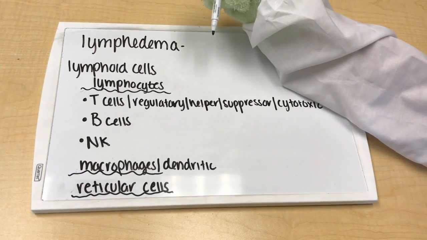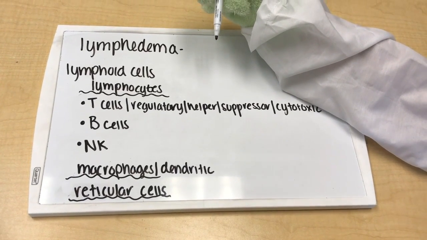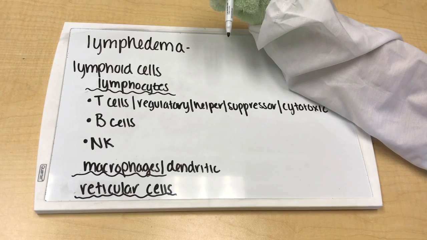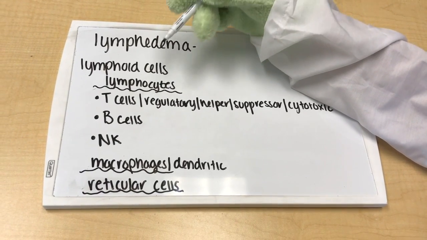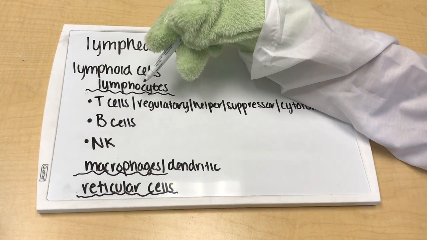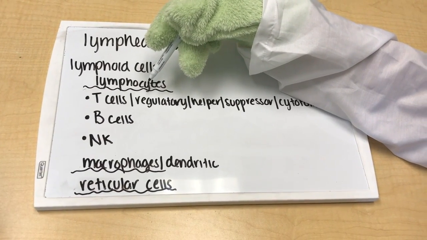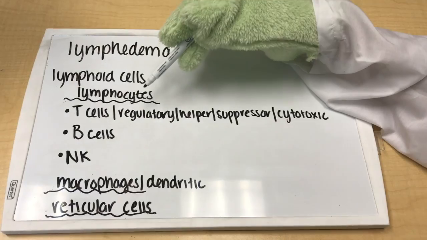Lymphedema is the swelling caused by a blockage or a removal of blood vessels. There are 3 different types of lymphoid cells. The first is lymphocytes. They are produced in the red bone marrow.